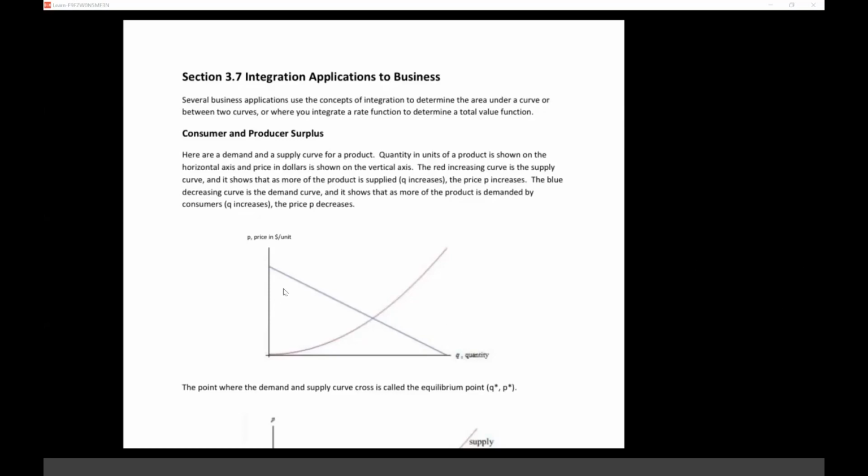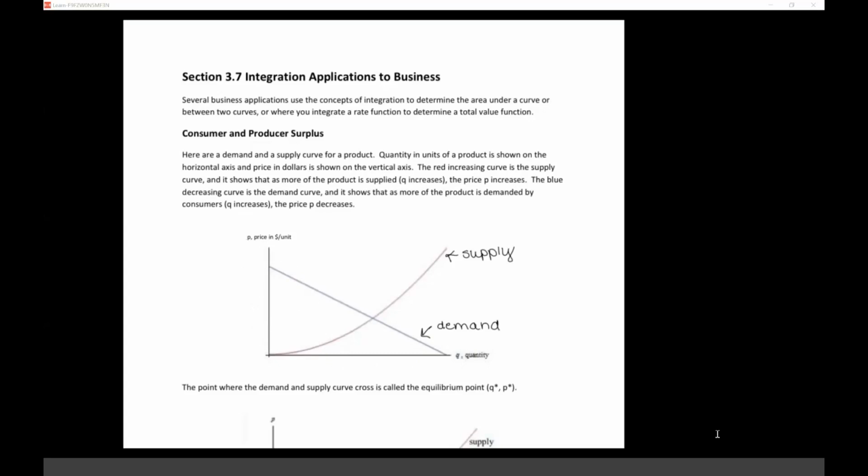Again, this is an economics concept. You can see what I have here is a blue demand curve. So this curve here is my demand curve. And I have a red supply curve. And take a note of what's on the axes. This is quantity down here on my horizontal axis. And here's P, price in dollars per unit.